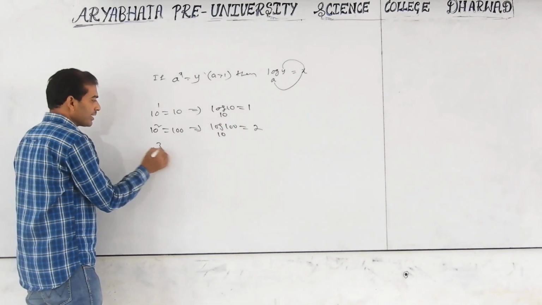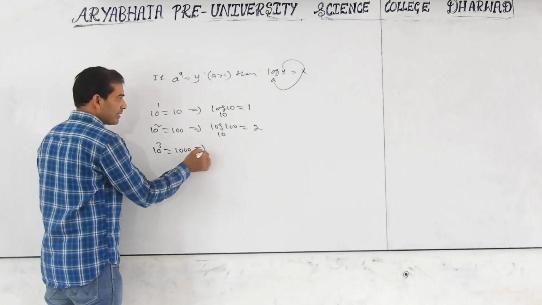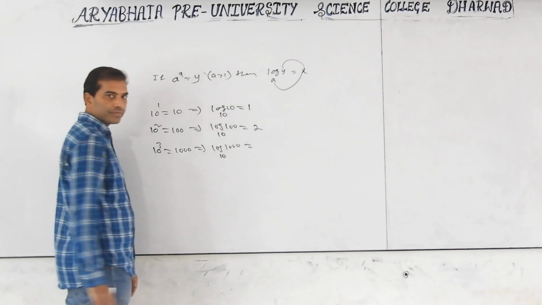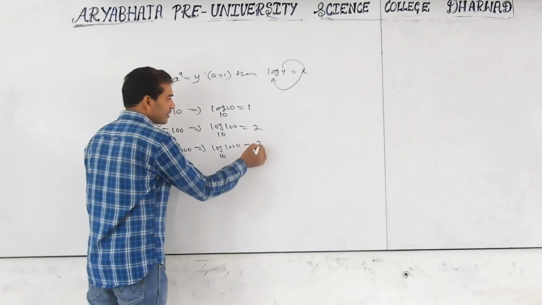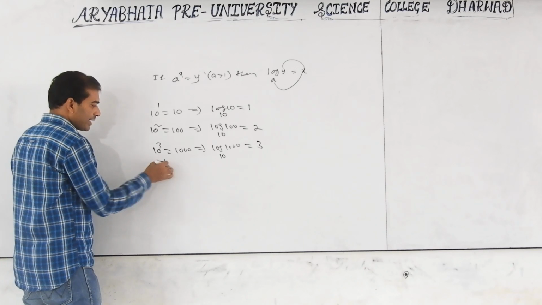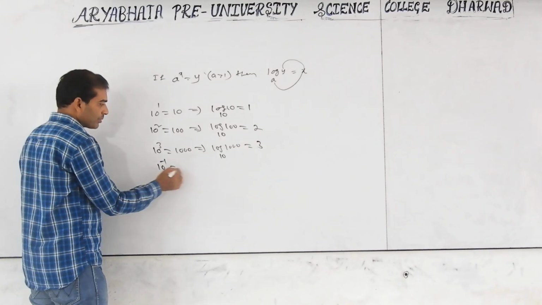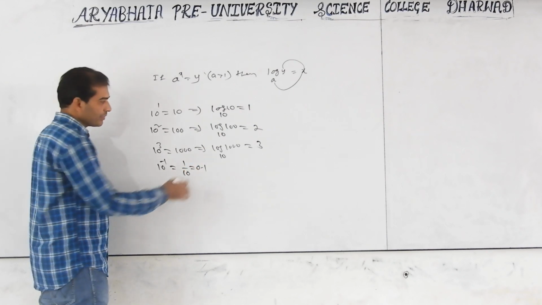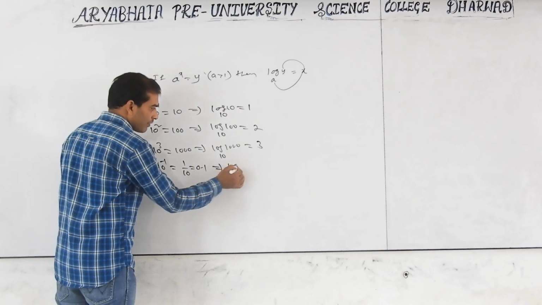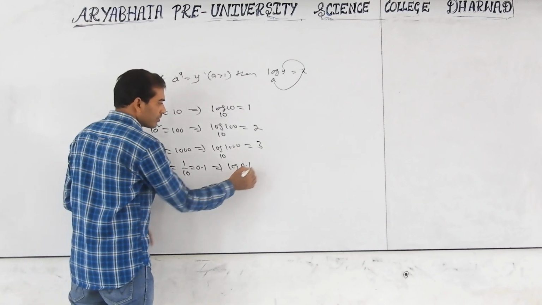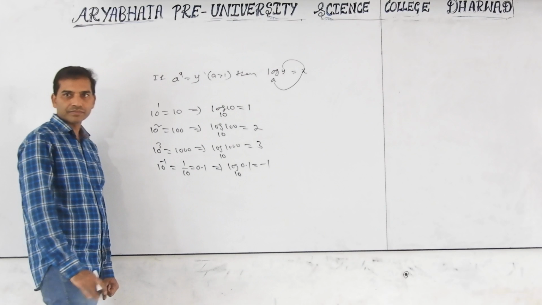10 cubed equals 1000. So log of 1000 base 10 equals 3. 10 power minus 1 equals 1 by 10, which means 0.1. So log of 0.1 base 10 equals minus 1.